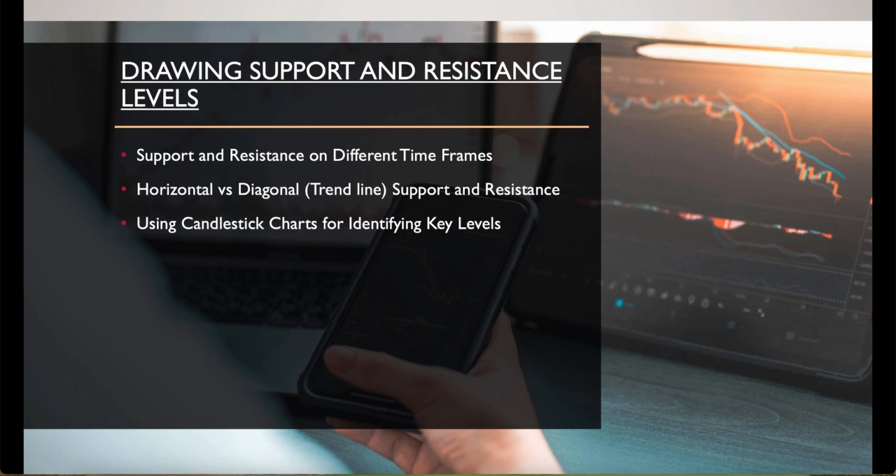Now next is using candlestick charts for identifying key levels. We can use candlestick charts for identifying these key levels. How do we do that? I'll be showing you that in the next slide as well.